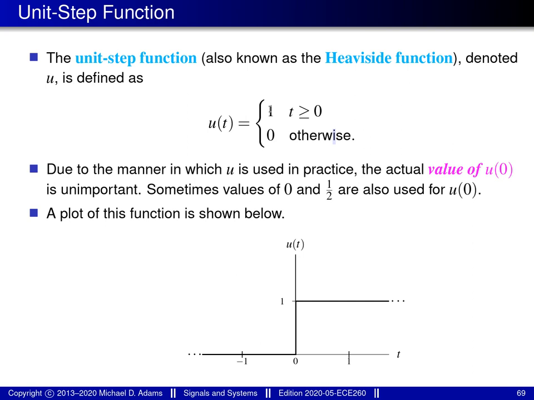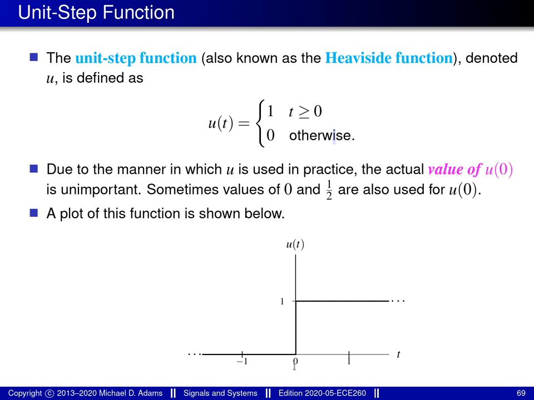The graph of the function is shown at the bottom of this slide. And the function kind of looks like a step in a staircase, and the height of this step is 1. So this is where the name unit step comes from. Unit basically means 1, so it's a step of height 1, so we call it a unit step function. You'll notice that there's a discontinuity in this function at the origin. In other words, at t equal to 0.